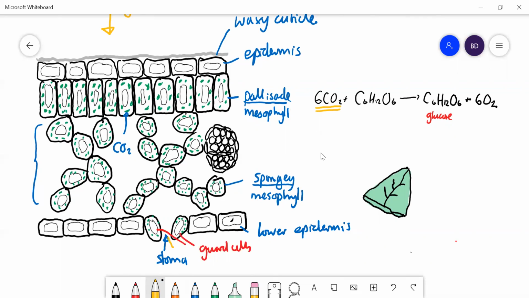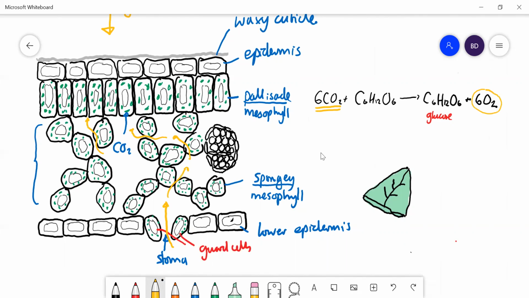So this allows CO2 to come in, and then the spongy mesophyll, because there's all these gaps, allows it to diffuse all the way through. Eventually it can diffuse all the way through to the palisade layer as well. Also, it's important to have gaps to allow the oxygen which is made to diffuse out of the cell and out of the stoma. Okay.